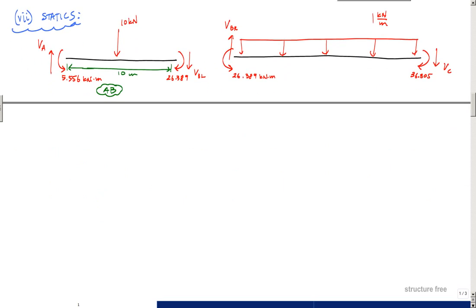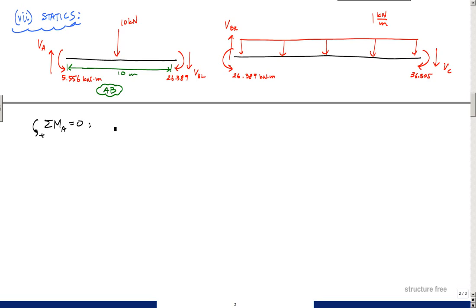So let's use some statics here. If I take member AB and sum the moments about point A equal to 0, this will just be minus VBL times 10 meters minus 26.389 kilonewton meters minus 10 kilonewtons times 5 meters plus 5.556 kilonewton meters equal to 0. And some of you are probably saying, why is he writing kilonewton meter each time? It's all the same. Just write them in. That way you don't mess up, right?